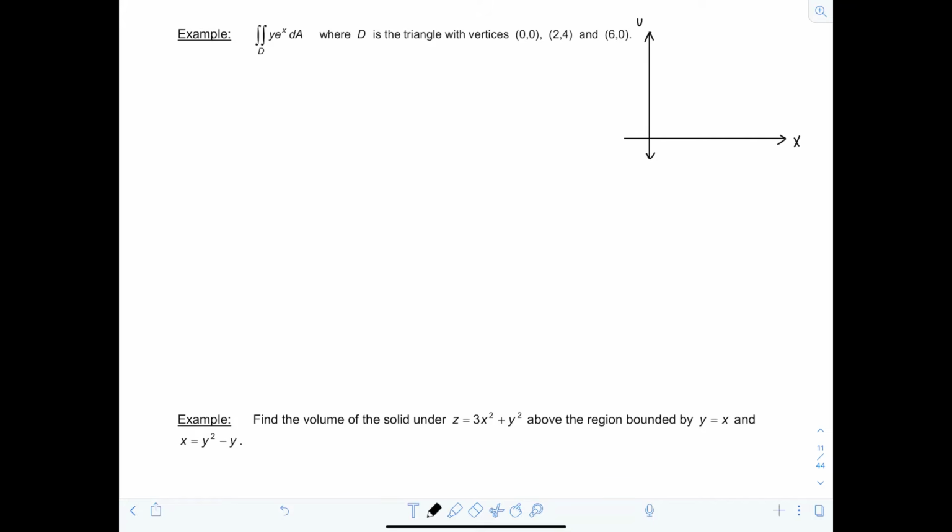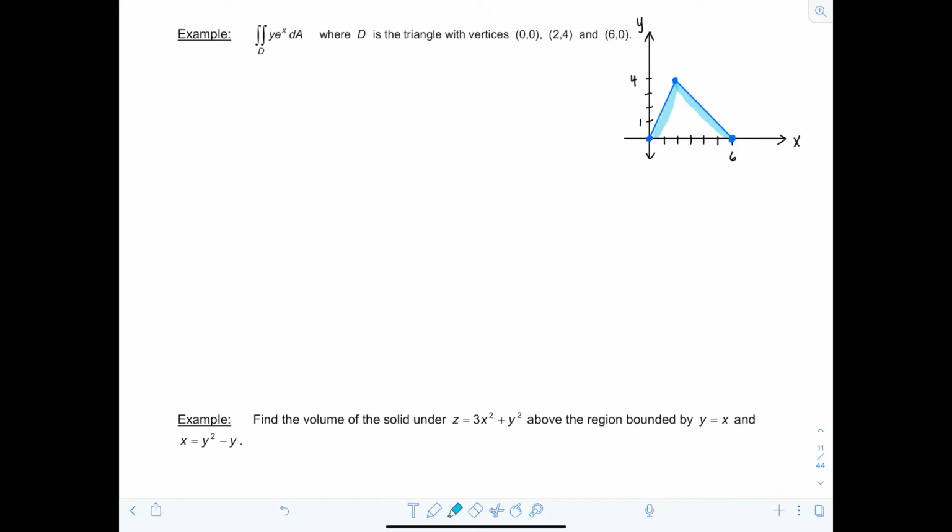So here's x, here's y. Let's graph this triangle. There's 6, 1, 2, 3, 4. And let's put those vertices on there. So we've got (0, 0), (2, 4), (6, 0). Okay, so here's our region.